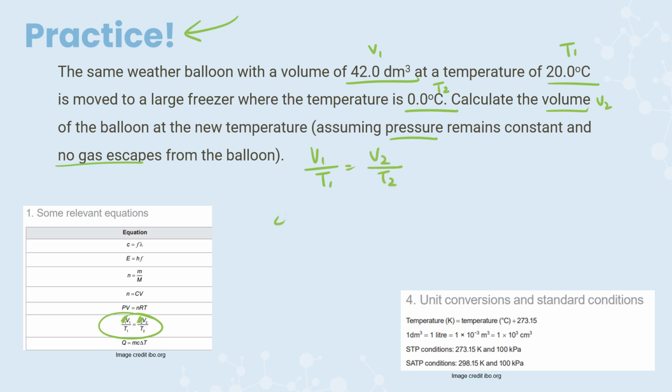V1 is still 42 cubic decimeters. We're going to put that over T1, which our question prompt says is 20 degrees Celsius. We're going to set that equal to V2, and we're going to divide it by the second temperature, which is 0 degrees Celsius. And math teachers across the planet are having a panic attack, friends, because we just put 0 in the denominator. This is not a defined number. We cannot predict the behavior using Celsius because we need Kelvin.